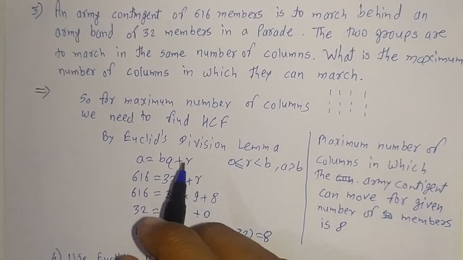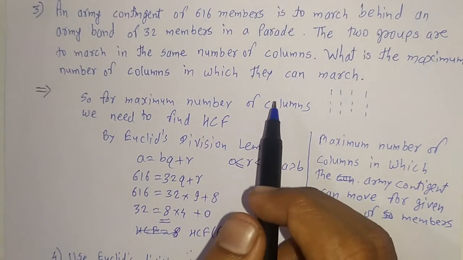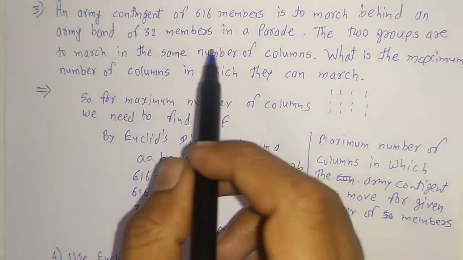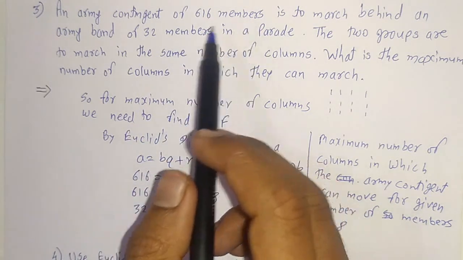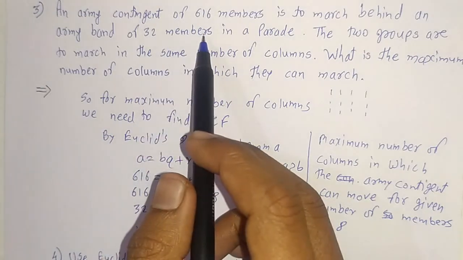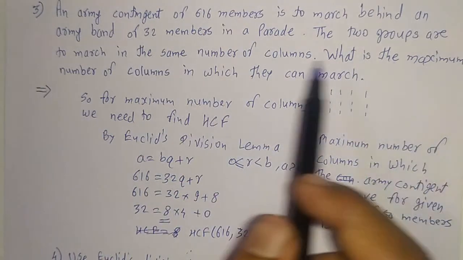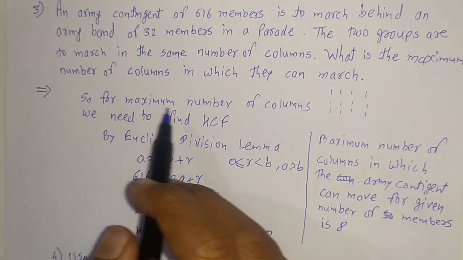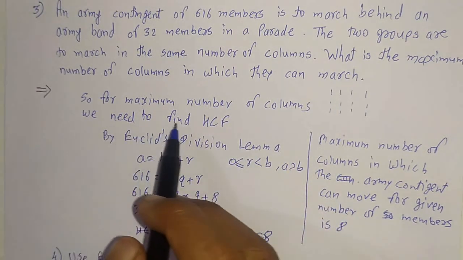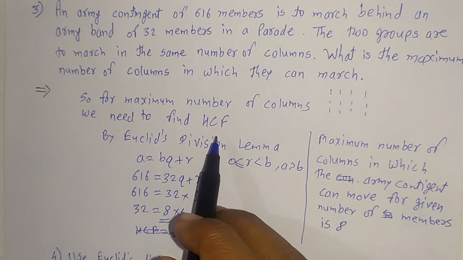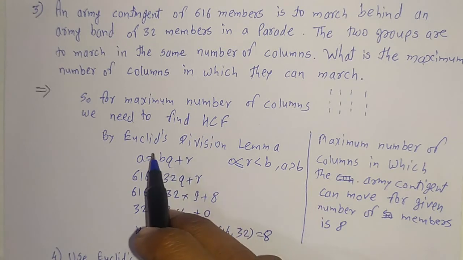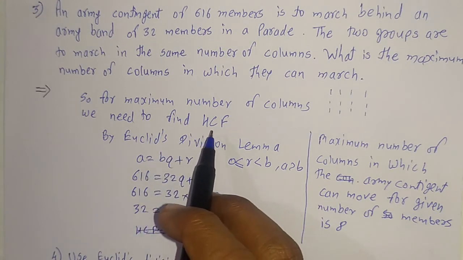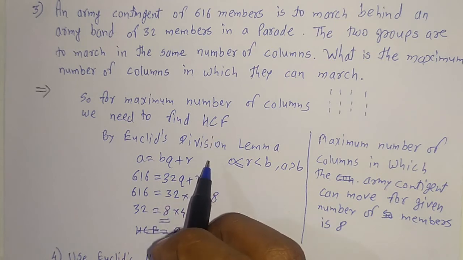Okay, so let's look into this one more time. What is asked here is 616 members have to move behind these 32 members. You have to find the maximum number of columns in which they can move. So for maximum number of columns we need to find the HCF. Okay, so what is the best way to find the HCF? Apply the Euclid's division lemma.